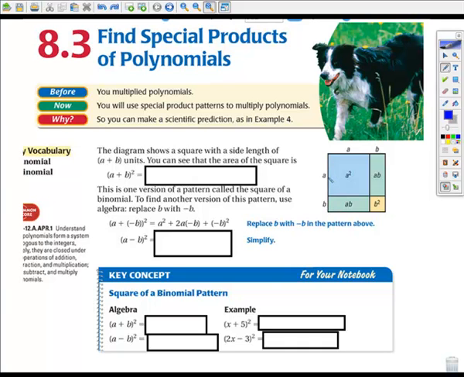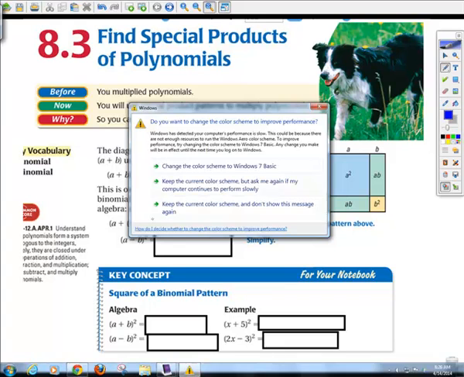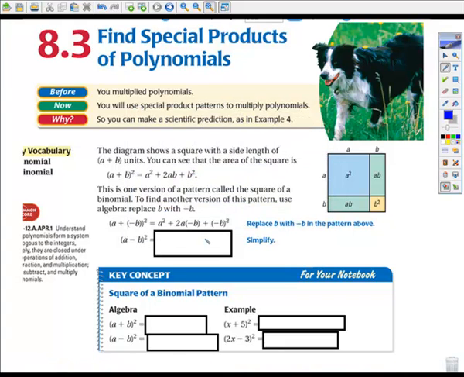If we use the box method, we would end up with a squared, ab, another ab, and b squared. So ultimately we would have a squared, two ab's, and a b squared. This is telling us that the product of a plus b, squared, ends up being a squared plus 2ab plus b squared. You have to understand that the first term is a, whether it's an x or a 5x, and the second term is the b, whether it's a 2, a 3, or a -7, it's all going to work out the same way.